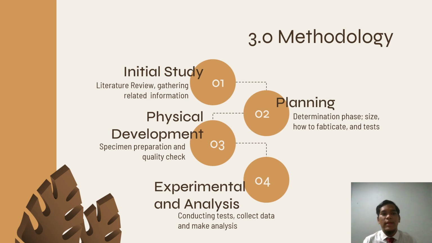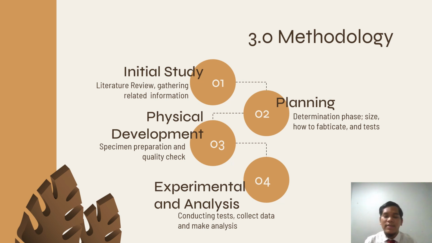So in this part, there are 4 phases. The first phase is the initial study that consists of literature review and gathering related information regarding the topic. The second phase is the planning phase, in which we determine the size and how to fabricate the specimen, and also the test that will be conducted on that specimen. The third phase involves physical development, where the specimen is being prepared and we run a quality check on the specimen to avoid any flaws.